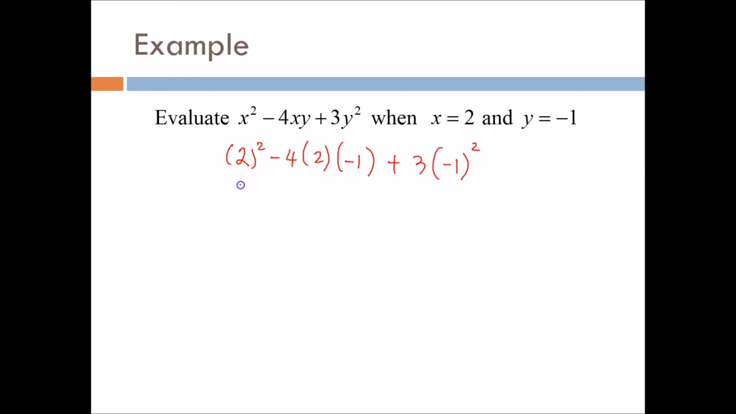Okay, simplify. 2 times 2 is 4. Negative, positive, negative will give us positive. 4 times 2 is 8, times 1 is still 8. And 3 times negative 1, negative 1 times negative 1 is 1. 1 times 3 is still a 3. So 4 plus 8 is 12, plus 3. Finally, we have 15. Did you get it right? Okay, give yourself a pat.